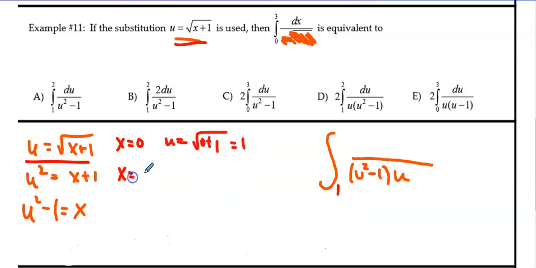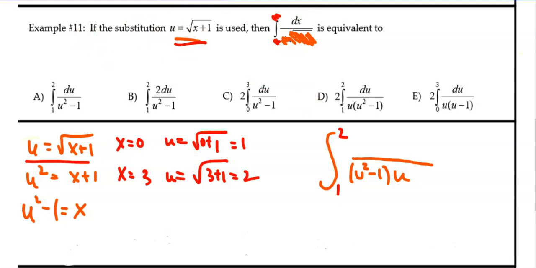When x is equal to 3, u is going to be equal to the square root of 3 plus 1, right? I'm plugging in x there, which is going to give me the square root of 4, which is going to give me 2. So this is going to give me 2 here. So I'll get rid of that.